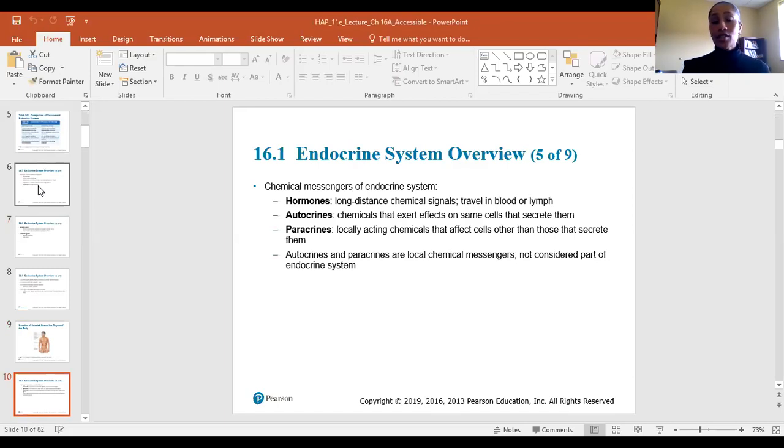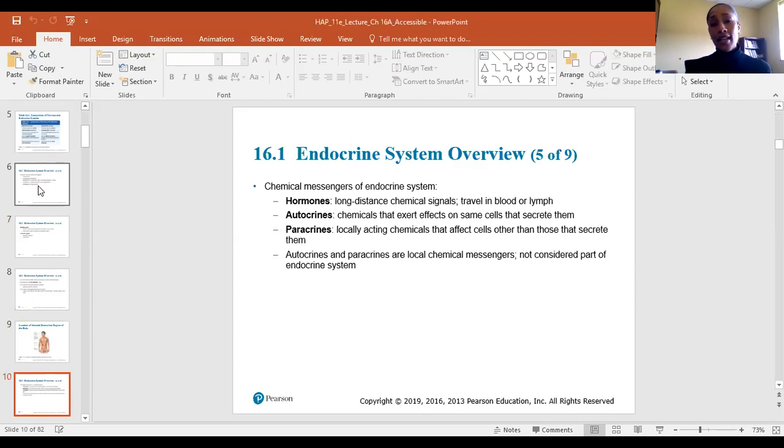Autocrines are chemical messengers associated with this system, and they are chemicals that will exert an effect on the same cell that secretes them. So if you are an autocrine, you are going to excrete out a chemical, and then that chemical will have an effect on you. Auto, self, crine.